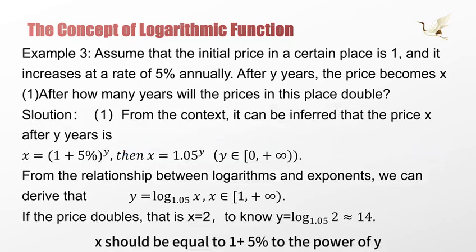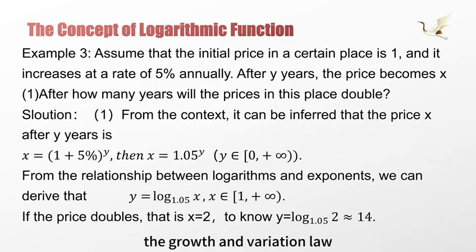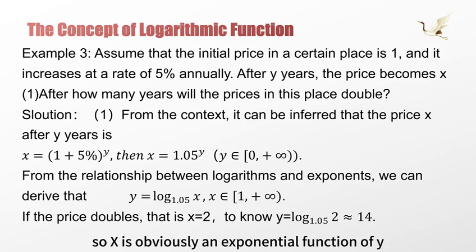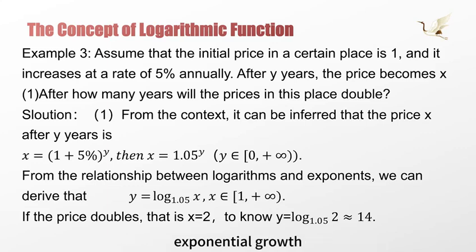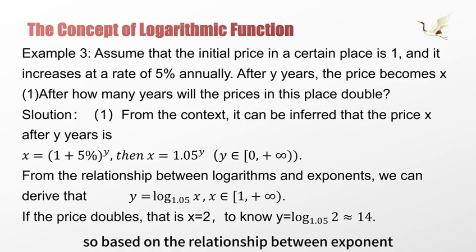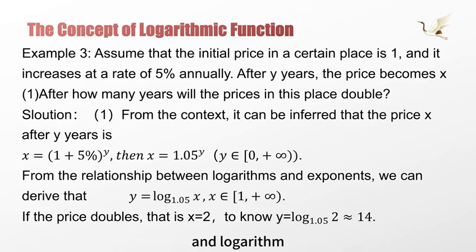x should be equal to (1 plus 5%) to the power of y, which satisfies the growth and variation law of our exponential function. 1 plus 5% can be abbreviated as 1.05, so x = 1.05^y, and x is obviously an exponential function of y. Exponential growth. Of course, this y is greater than or equal to 0. So based on the relationship between exponent and logarithm, we can easily conclude that y is equal to the logarithm of x with a base of 1.05.